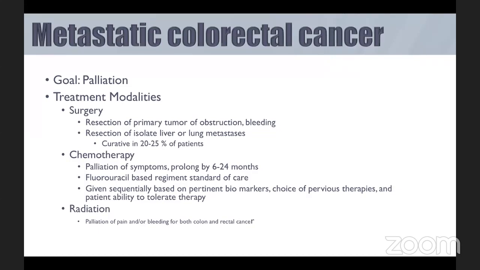Chemotherapy is mainly for palliation of the symptoms and prolonging survival by 6 to 24 months. As I said, a fluorouracil-based regimen is the standard of care. Whatever chemotherapy you used in the first line, if the patient progresses on it, you can switch to the second line. It's like manipulation of the chemotherapy. There is no one better than the other. And radiation therapy here is for palliation if you have any pain or bleeding from the colon and rectum.